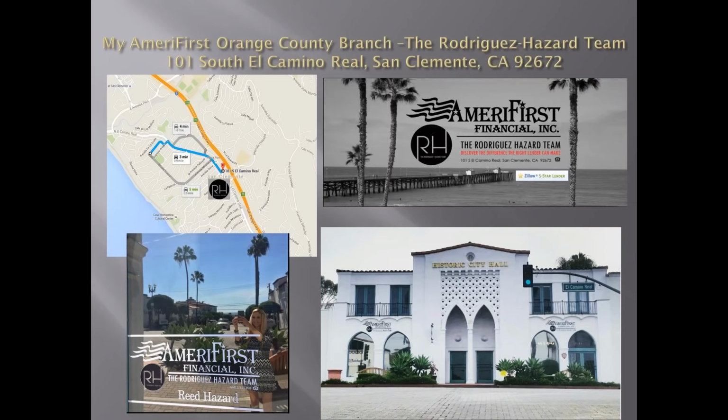I'm just going to go over a few of my branches. This is my Southern California branch. It's in San Clemente, California. We're actually right across the street from South and Nix, anybody that ever comes down to the area. It's the old historic City Hall building, top of Del Mar Street. That's my business development gal right there on the far left.